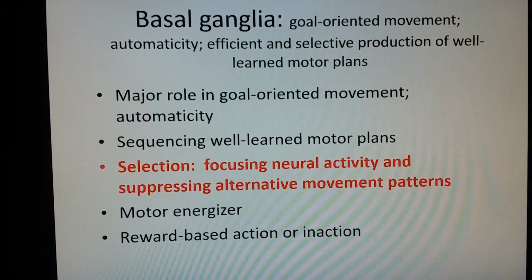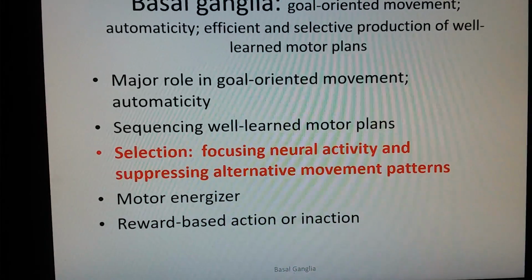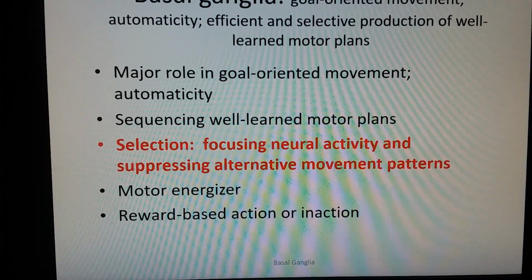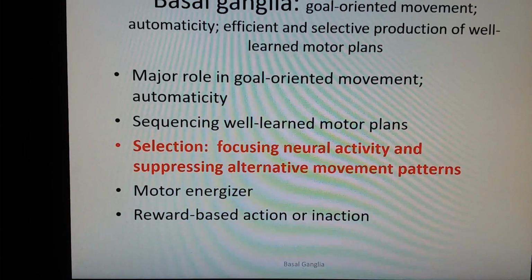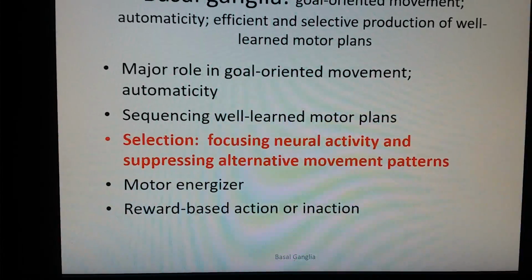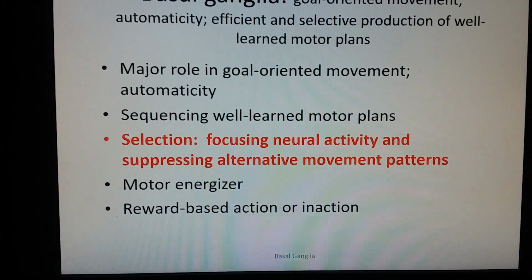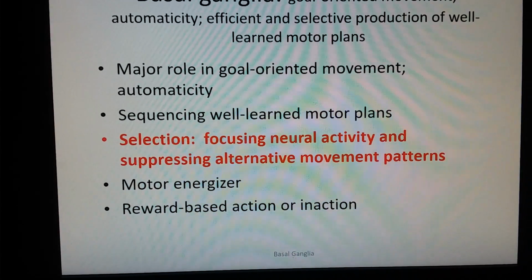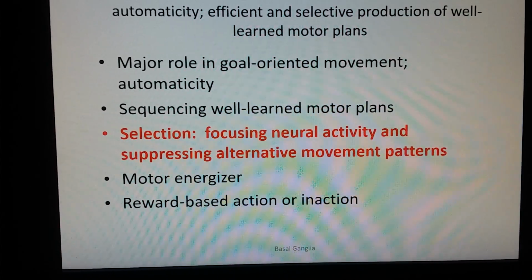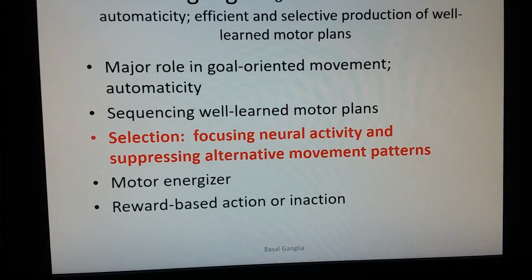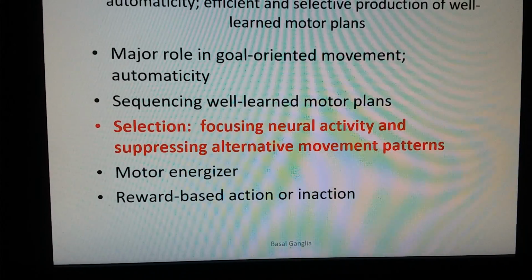So even if you just think about those direct and indirect pathways, we can see that the basal ganglia has a clear role in movement selection, focusing neural activity and suppressing alternate movement patterns. It really energizes what the plan is.